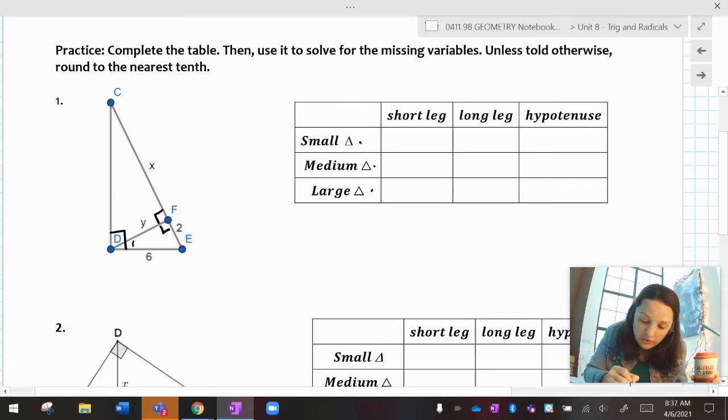So in the small triangle, that's this one right here, the short leg is 2. The long leg is the other thing that makes the right angle, that's y. And the hypotenuse is 6.